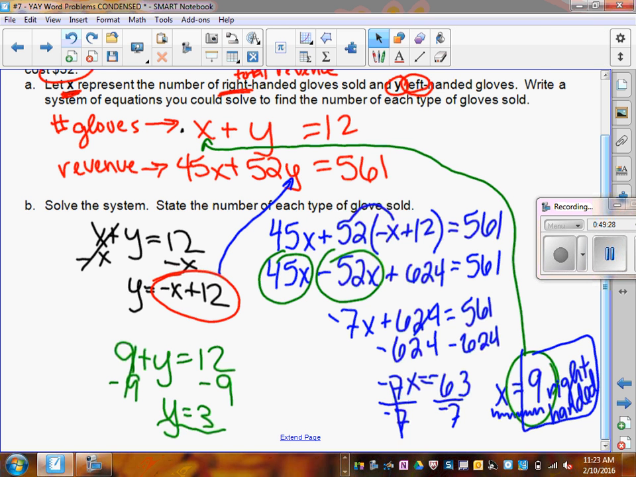Answer. And then y was my left-handed, so 3 left-handed. That's our final answer.